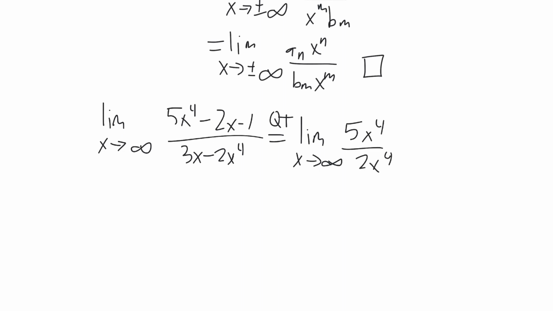They disappeared because you can drop them all. You can keep only the powers that are x^4 in this case. All the other terms, you just get to drop them. So we write quotient theorem, little QT there, and we get the limit as x approaches infinity of 5x^4 over negative 2x^4. Cancel out the x^4s. So we have the limit as x approaches infinity of 5 over negative 2, and the limit of a constant is just the constant itself. So there we have our answer again, a lot more quickly using the quotient theorem.